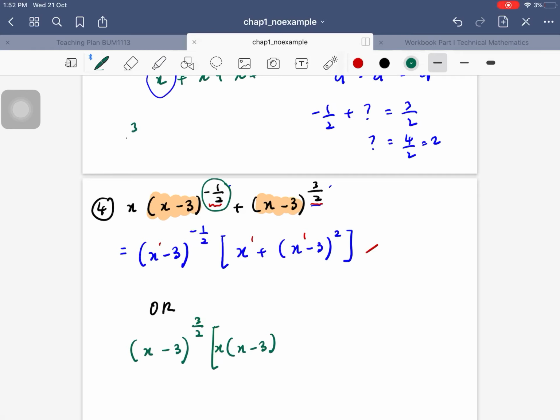But I want 3 over 2 plus whatever power to equal negative 1 over 2. So my whatever power is going to equal negative 4 over 2, and that is going to equal negative 2. So it's going to be negative 2 right here. And of course, this is going to be plus 1. So that is how it looks.